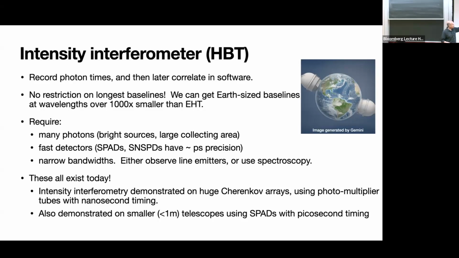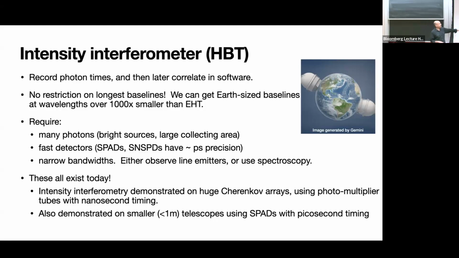It's also been demonstrated using these much smaller, 50-centimeter telescopes. And what's great is that the signal to noise achieved by these little 50-centimeter telescopes is just as good as the signal to noise achieved by these enormous Cherenkov arrays. The reason is that these guys are using fast picosecond detectors, whereas the Cherenkov arrays have been using PMTs, which have nanosecond timing.